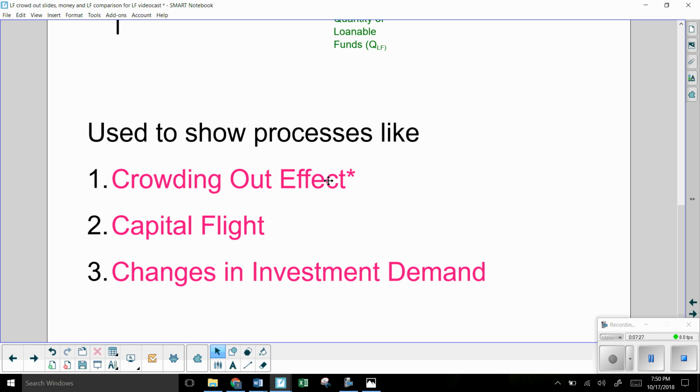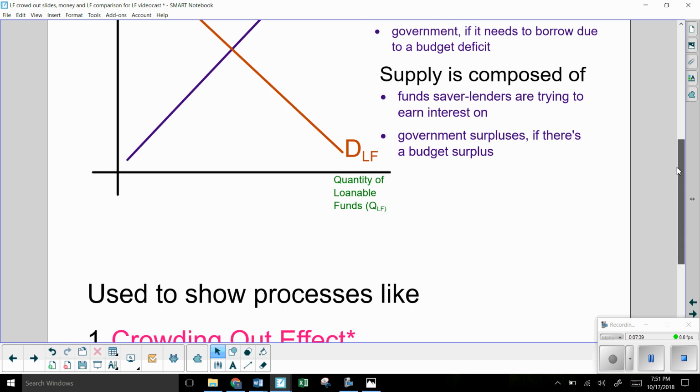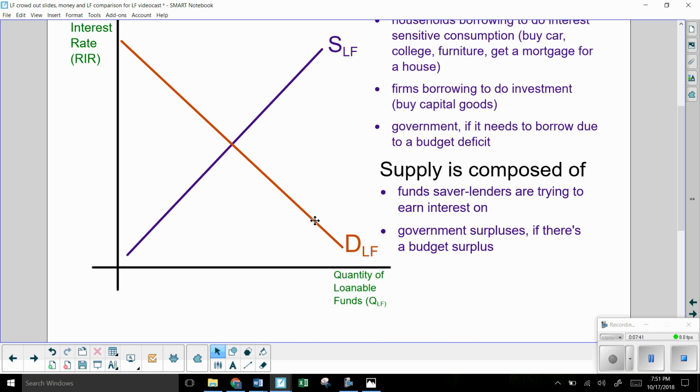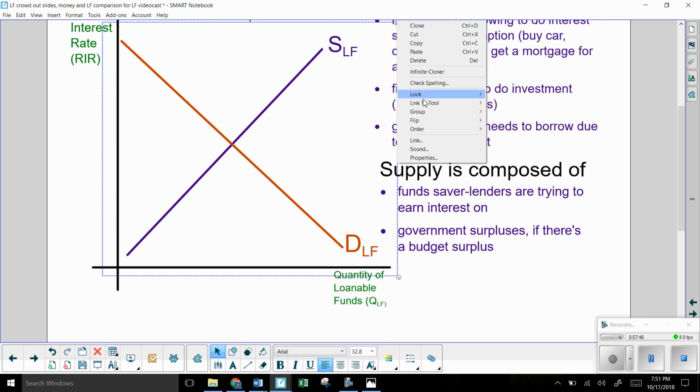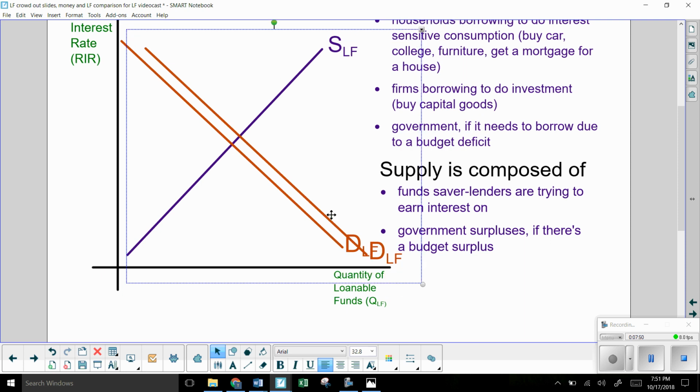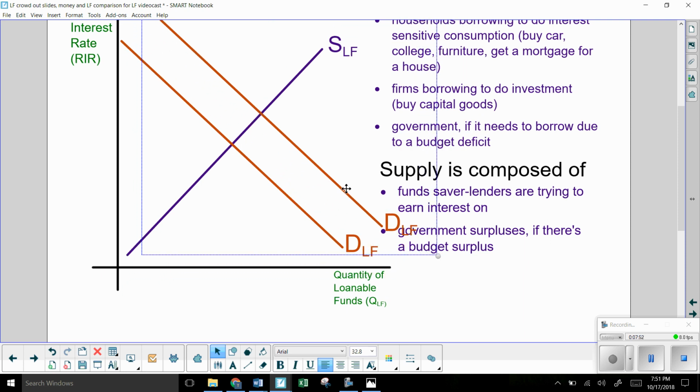Here's a brief description of how each one works, and then I'm going to go into a lot more detail about crowding out. So the crowding out effect is a thing that occurs when government has to borrow, and when government borrows, what happens is that they would shift the demand for loanable funds to the right because they would be an additional borrower, so more demanders, more demand. Think of this as now DLF2, and then that, of course, would cause a rise in the interest rate.